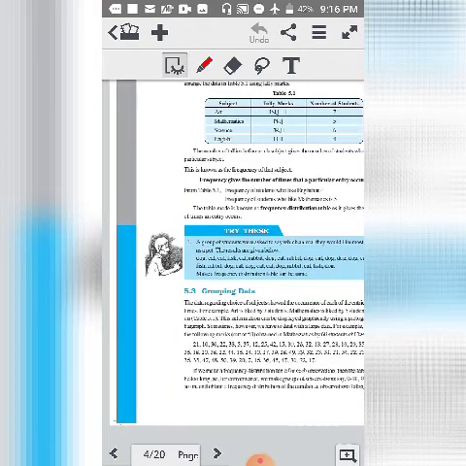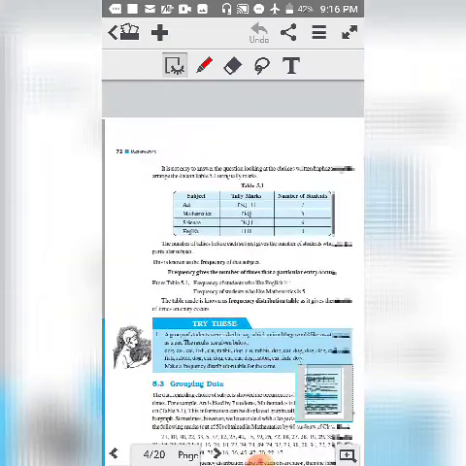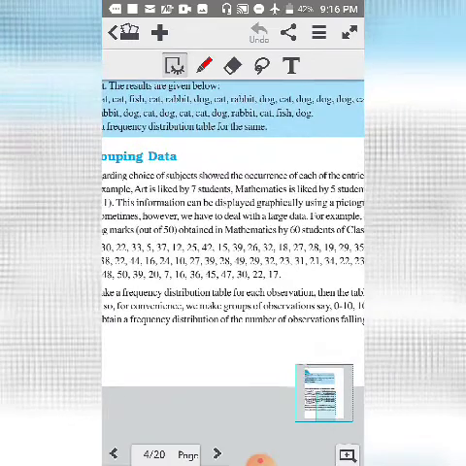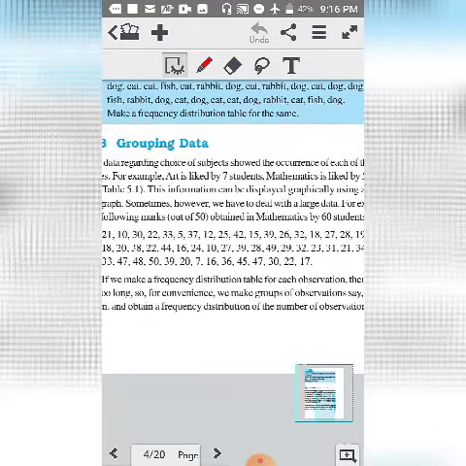What is the other way of writing the information? The other way of writing the information is in the form of grouping the data. You write the information of numbers in the form of making groups.